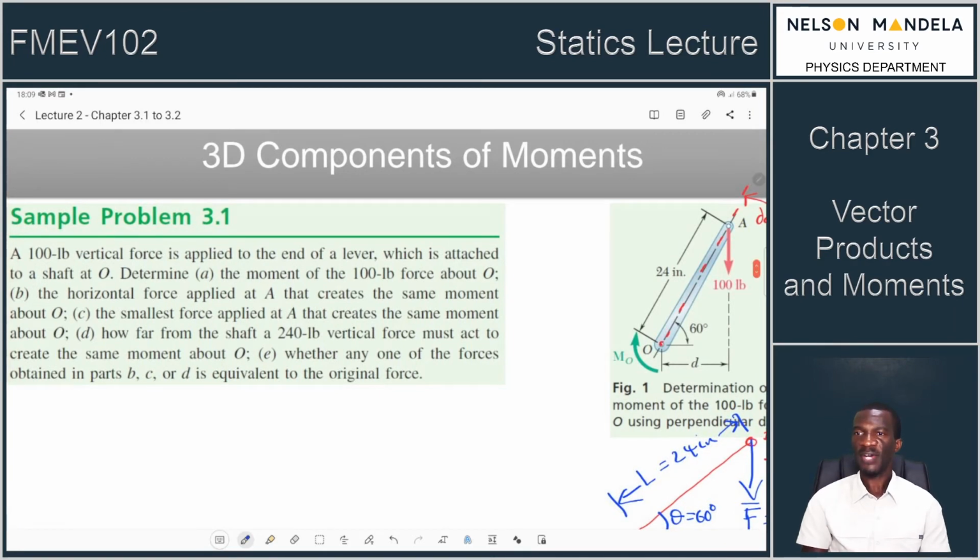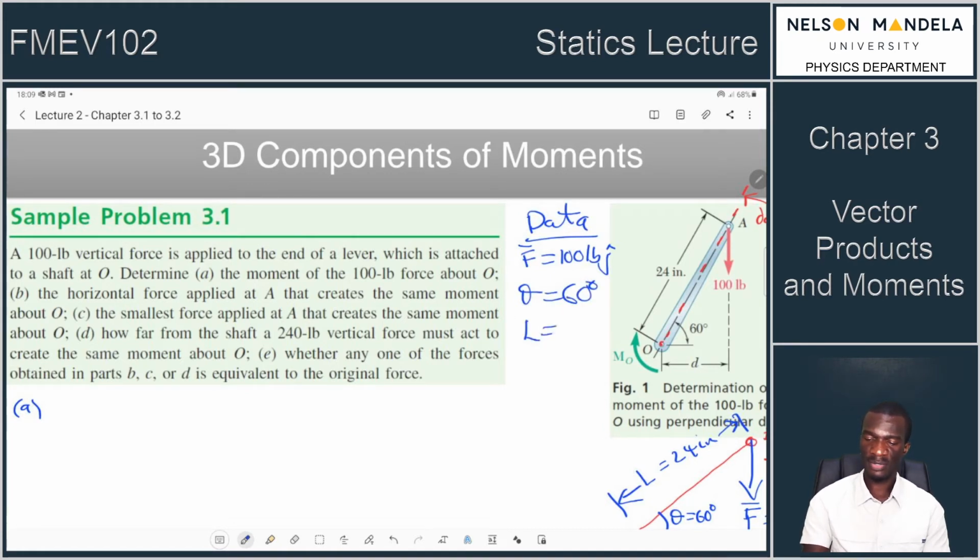So if we want to find part A, maybe I can even write the data here. Our data is as follows. We've got F, is equal to 100 pounds. We said that is in the minus J direction. We said theta is equal to 60 degrees. We said L is equal to 24 inches. That's our data.